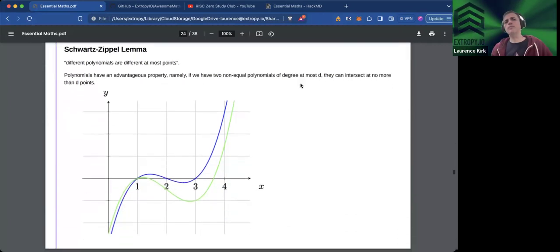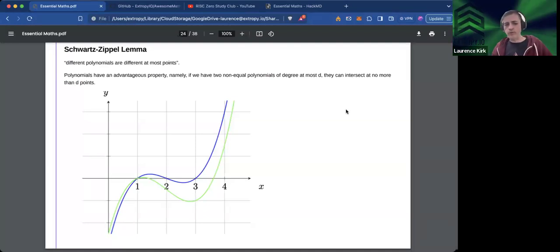Now, a fundamental idea behind the way that we do verification of proofs is this thing called the Schwarz-Zippel lemma, which is often expressed as different polynomials are different at most points. And why this is useful in zero-knowledge proofs is that, and I'm going to speak very generally here, and what I'm going to say is in some ways not quite correct, but as a starting point, it's a useful way of looking at things. So as a starting point, you could say that what we often do with zero-knowledge proving systems is to encode the claim that the prover is making into a polynomial. And then the verifier is going to want to check that it is correct in some way.